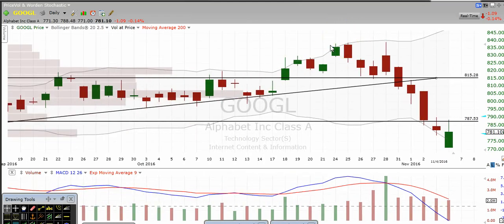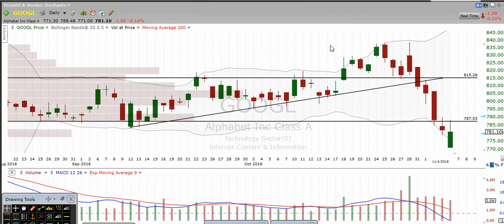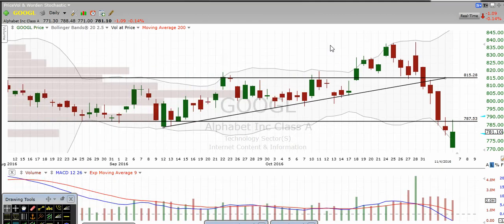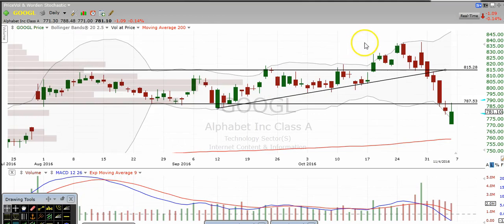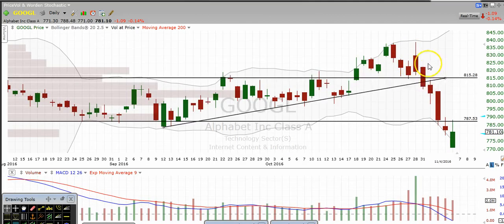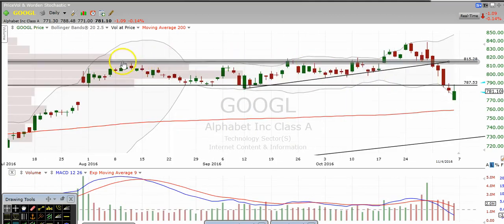The next one we're going to take a look at is Google. In Google, congrats if you've been following along on the videos that I've been doing on Google. So let me rehash what we've been thinking on Google. This was a nice breakout here, or at least it looked like a nice breakout, and we liked it for a short once we broke below this level right here. So this was the day that we liked Google for a short, because we closed below that breakout level.